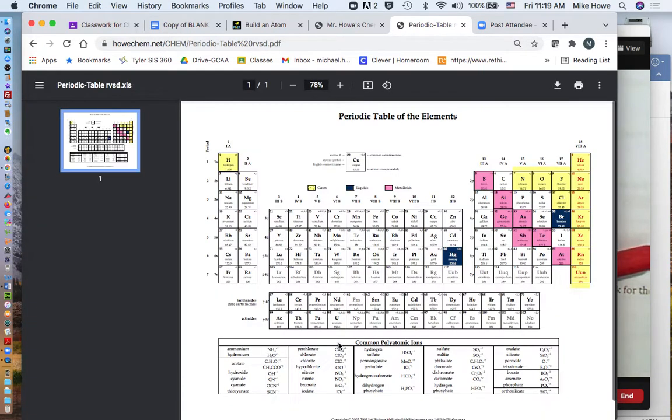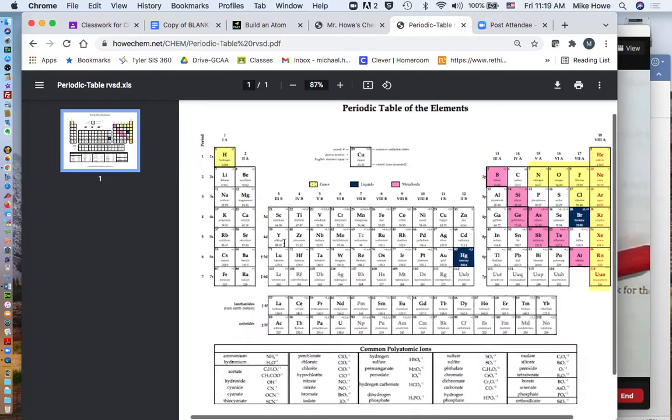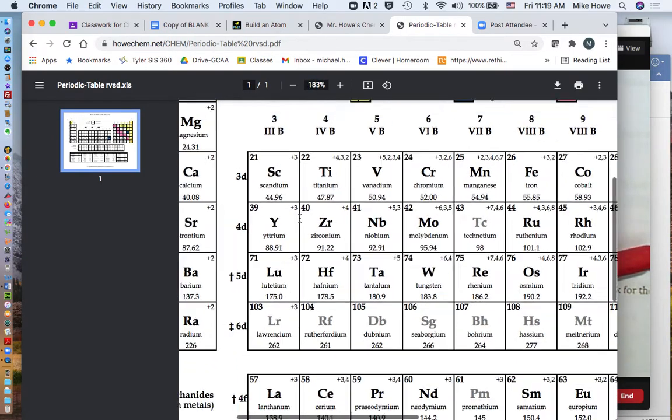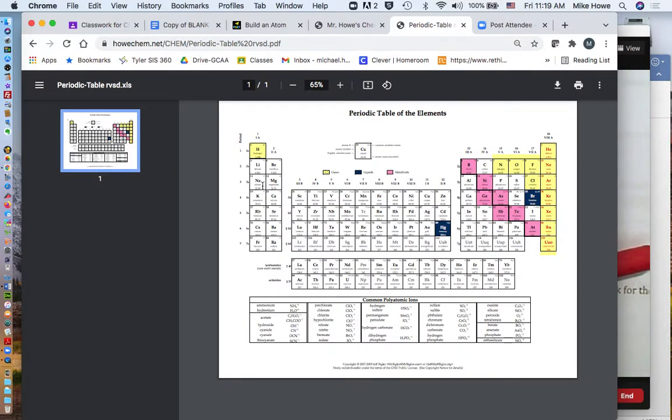hang on. There it is. This part right here that's marked as D, see them right there? That would be the D block, and it's 10 wide. This part here is going to be 2 wide. That's the S region, and that's the F region.